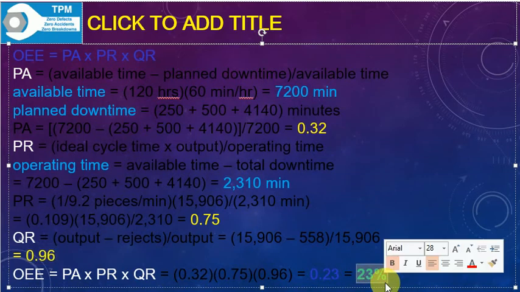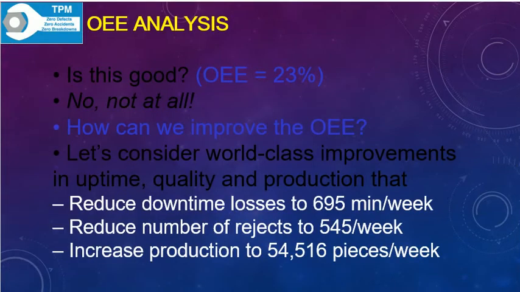This is called the overall equipment efficiency: 23%. But what is the evaluation from this? Is 23% okay or not okay? Absolutely it is not okay. What is the target for TPM? The TPM target is more than 85 to 90%.